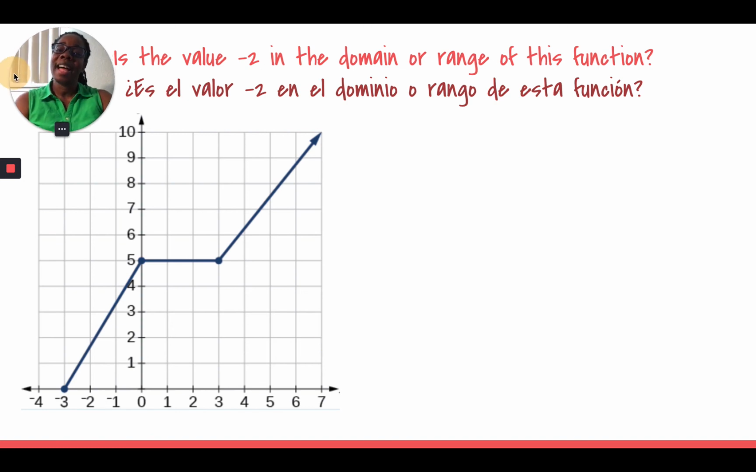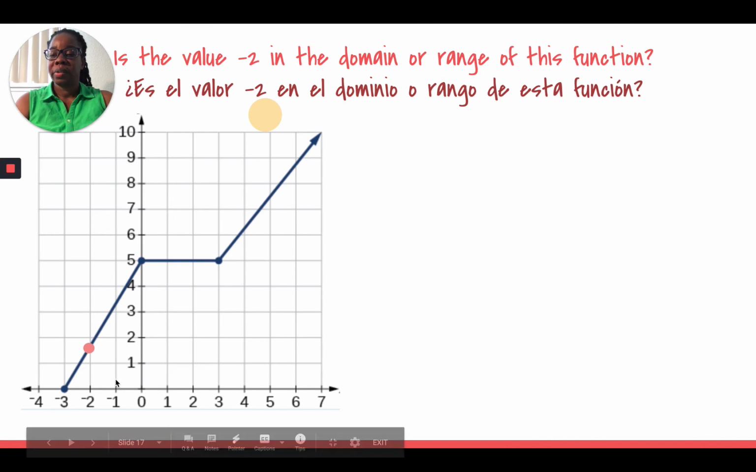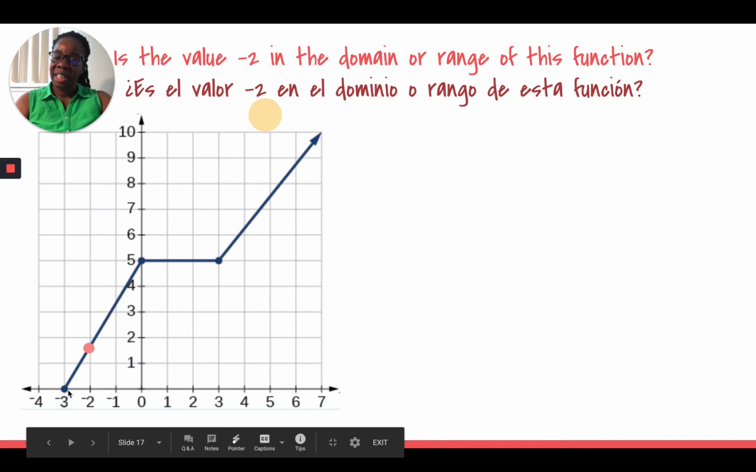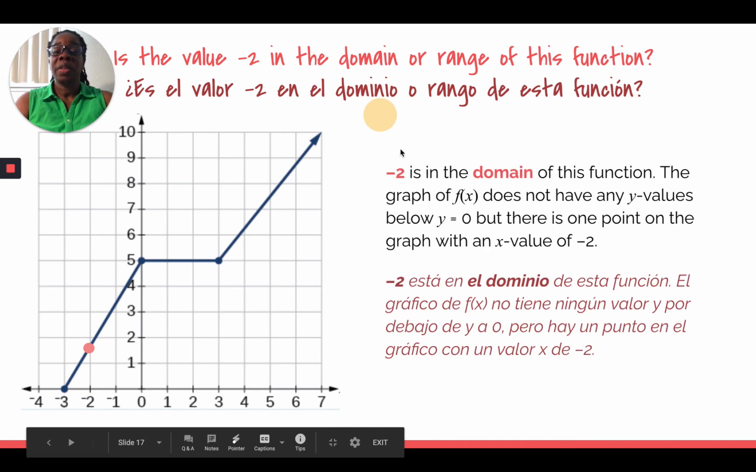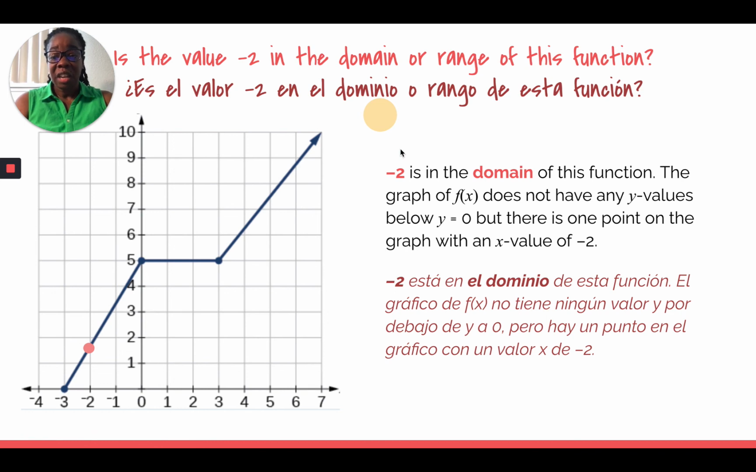Here's our last question for today. Is the value -2 in the domain or range of this function? What do you think? So when we look at this graph, what do we notice? Well, we can see -2 here. And one thing we're noticing about the graph is that this graph has no negative y values, which means there are no negative outputs. So it therefore means that -2 is actually in the domain of this function.